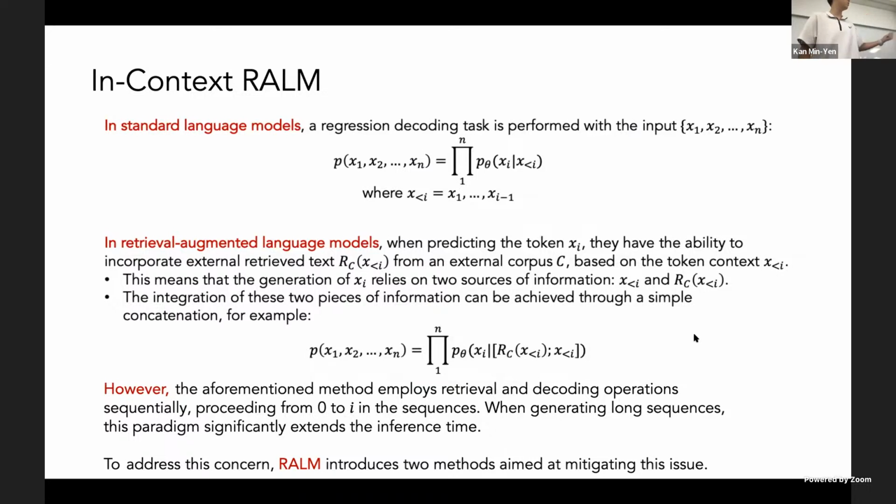And this work proposed that there are some problems, because you need to generate the words one by one, which means the efficiency is quite low. Every time you need to retrieve something and every time you need to generate something, which is not quite ideal for text generation. So it proposed two strategies.